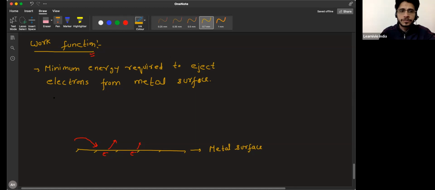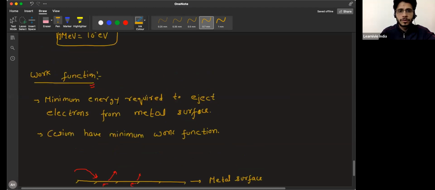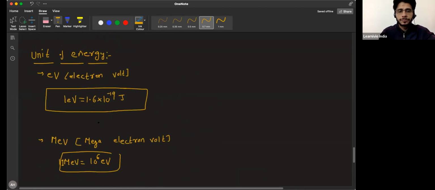That's the work function. Cesium has the minimum work function. You should remember this thing. The work function of cesium is the minimum value of work function. Note it down.